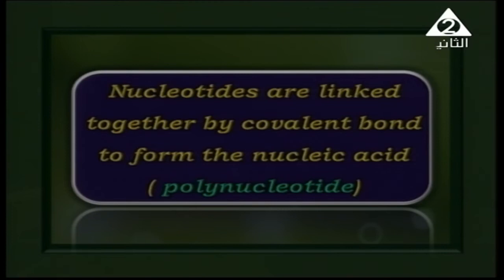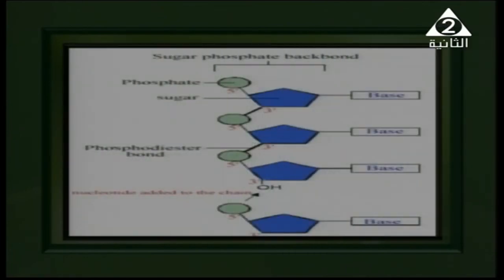Nucleotides are linked together by covalent bonds to form the nucleic acid, or polynucleotide, and this process is called polymerization. 2 nucleotides or more than 2 combine together to form the nucleic acid, or polynucleotide. Here is the combination between nucleotides to form a nucleic acid. This is one nucleotide binding to another nucleotide.